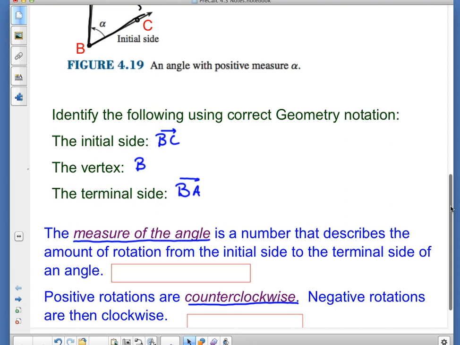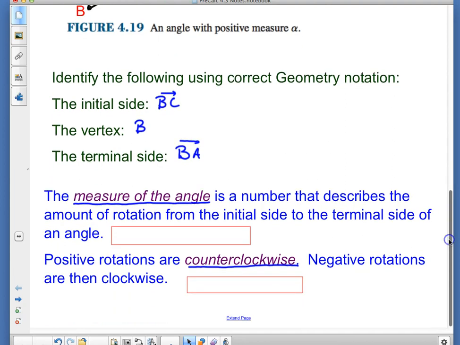Now, the measure of the angle is a number that describes the amount of rotation from the initial side to the terminal side of an angle. Positive rotations are counterclockwise, and we've gone over that already. Negative rotations are clockwise. And we also have a standard position, which is what we start with.